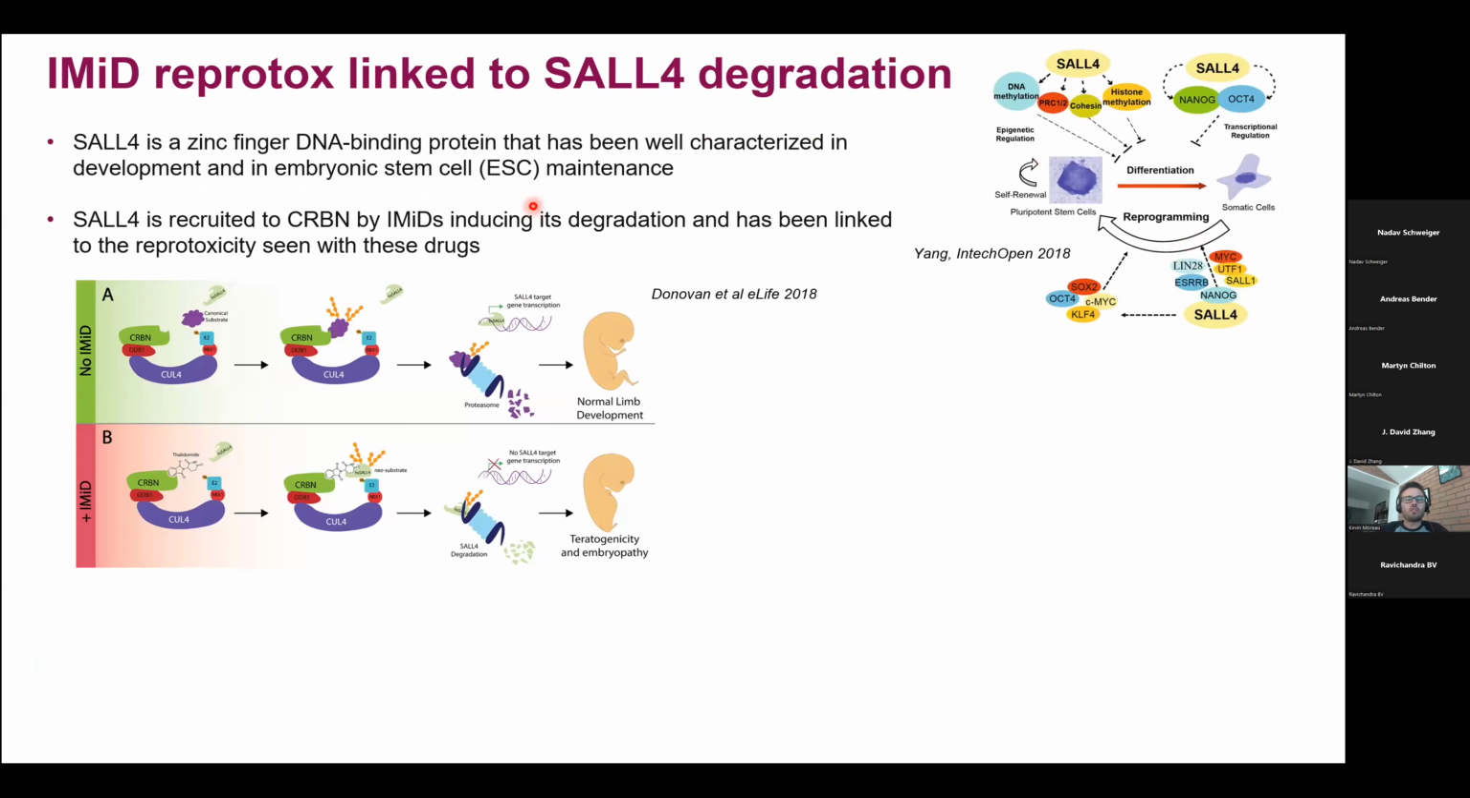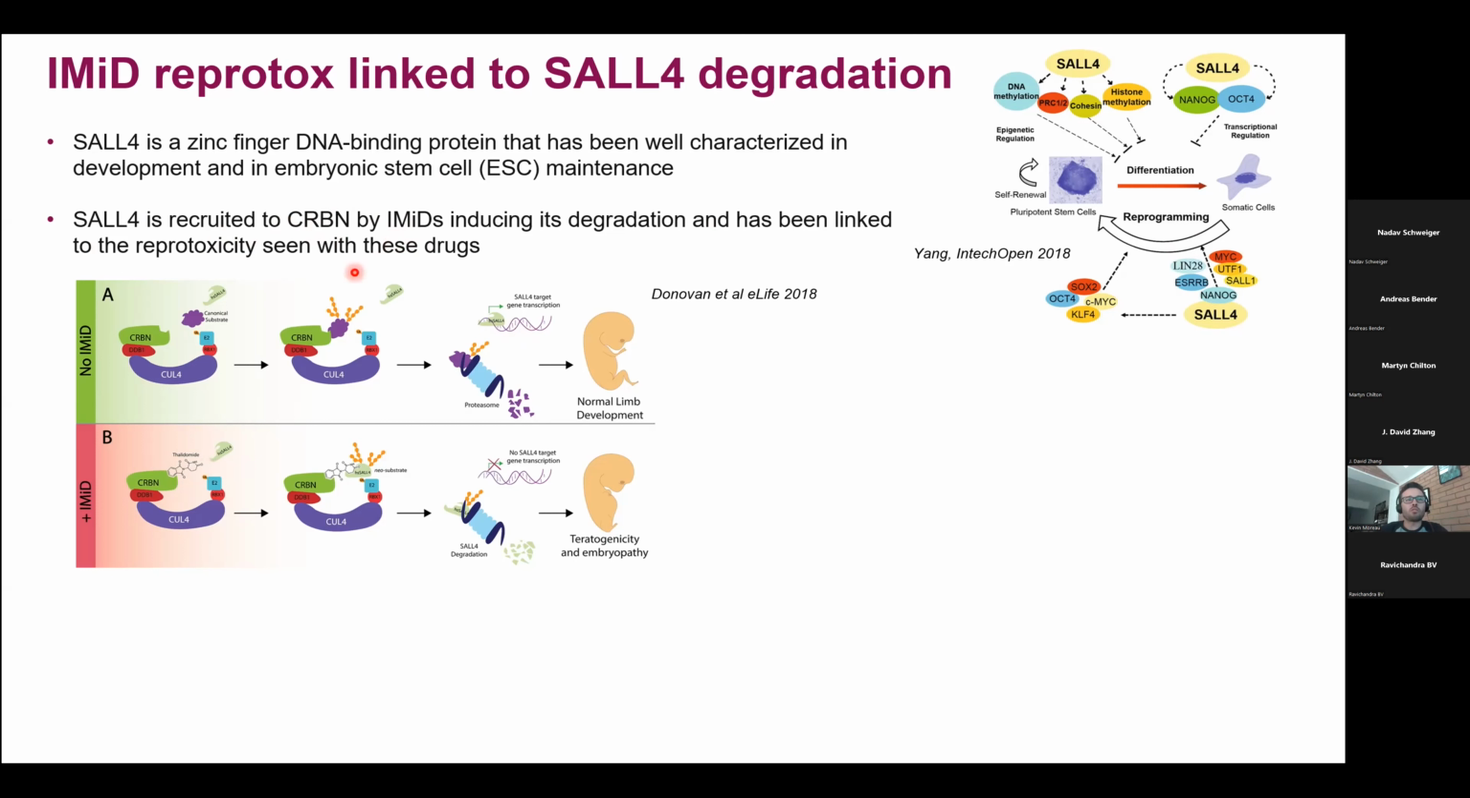So we just discussed teratogenicity, and the link between thalidomide and teratogenicity has become clearer over the last few years, through the degradation of SALL4, a transcription factor involved in the differentiation of stem cells. SALL4 is a zinc finger protein that induces the differentiation of pluripotent stem cells into somatic cells. And SALL4 is recruited by IMiDs to cereblon, and that induces its degradation.